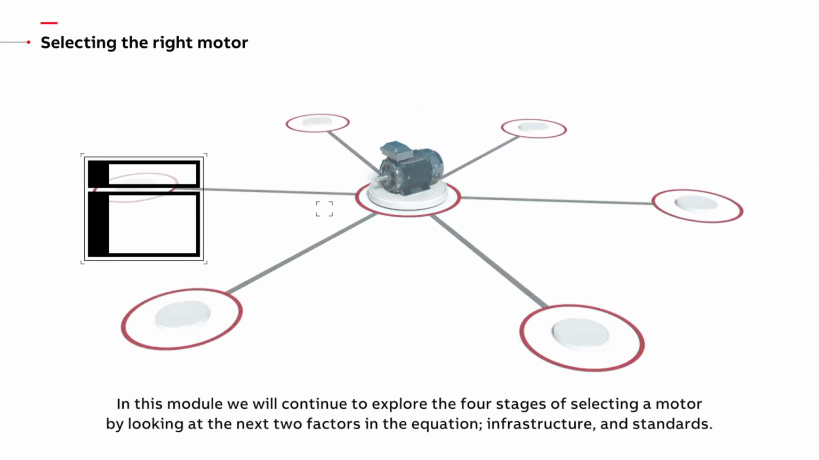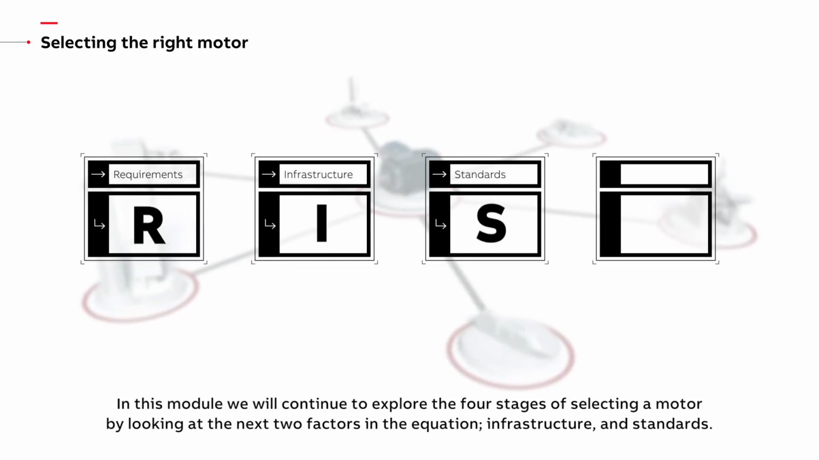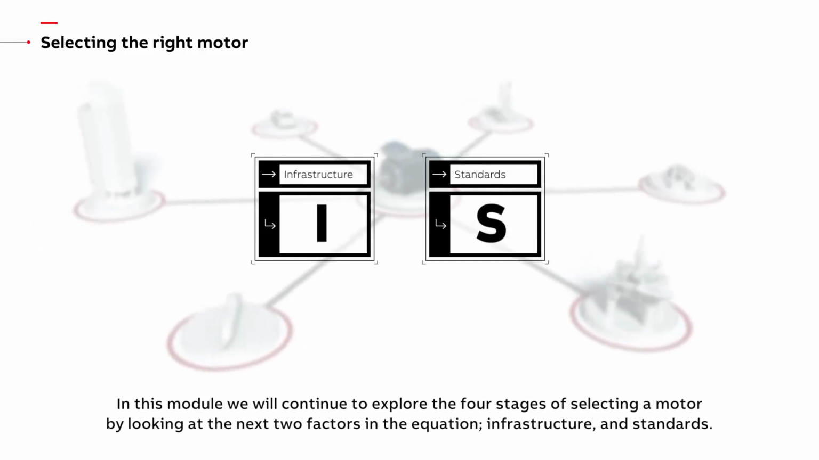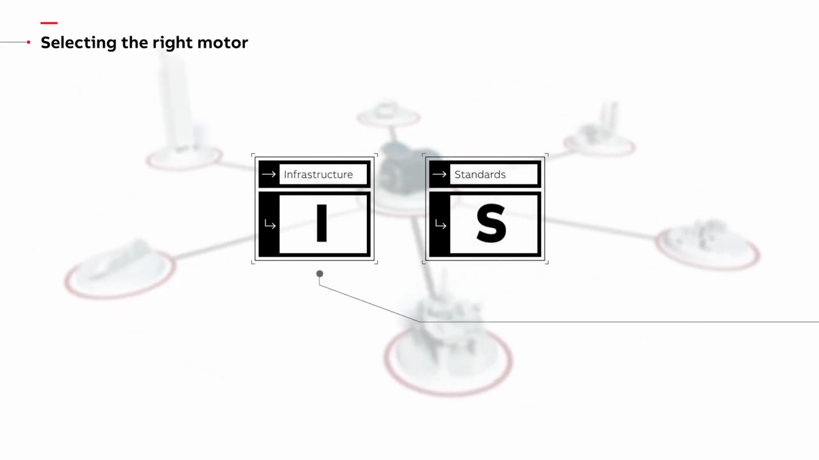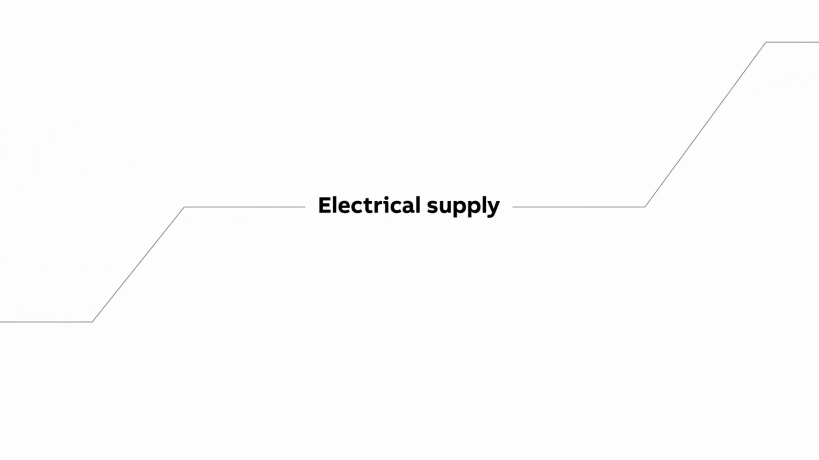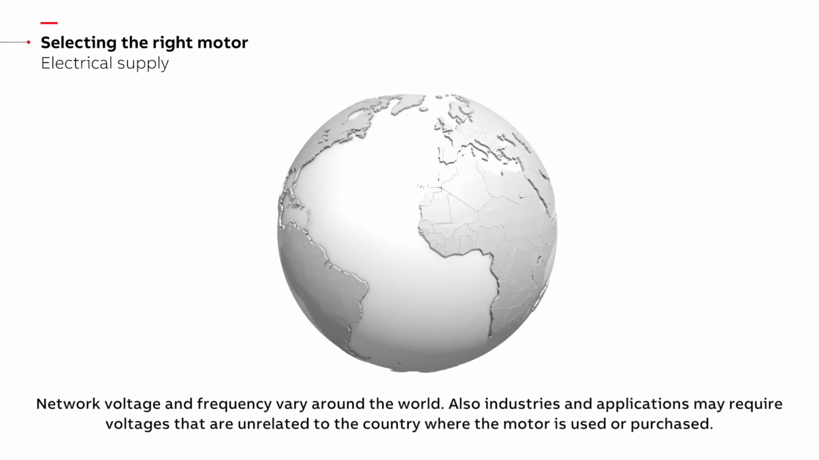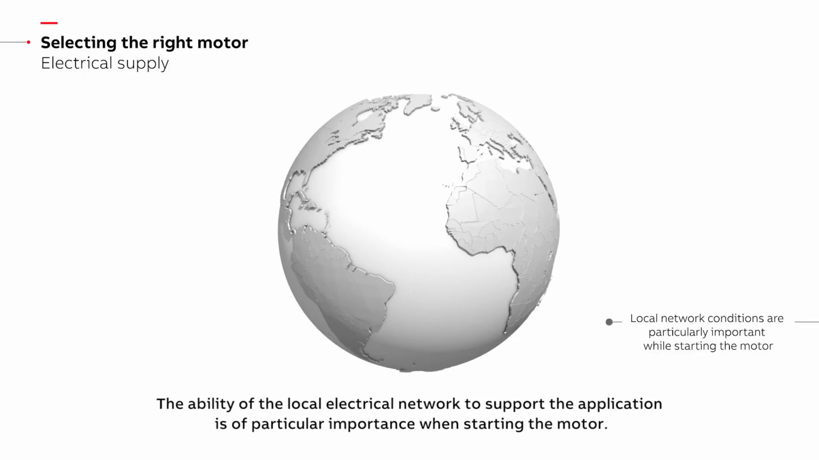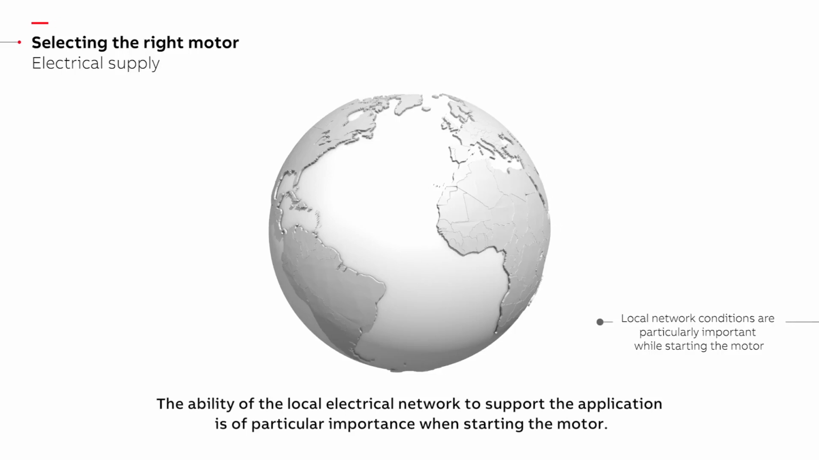In this module, we will continue to explore the 4 stages of selecting a motor by looking at the next 2 factors in the equation: infrastructure and standards. Network voltage and frequency vary around the world. Also, industries and applications may require voltages that are unrelated to the country where the motor is used or purchased. The ability of the local electrical network to support the application is of particular importance when starting the motor.